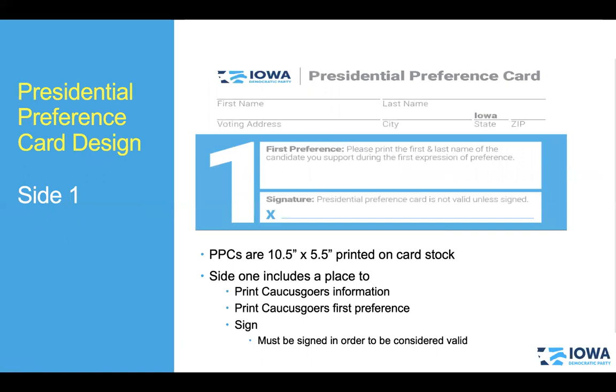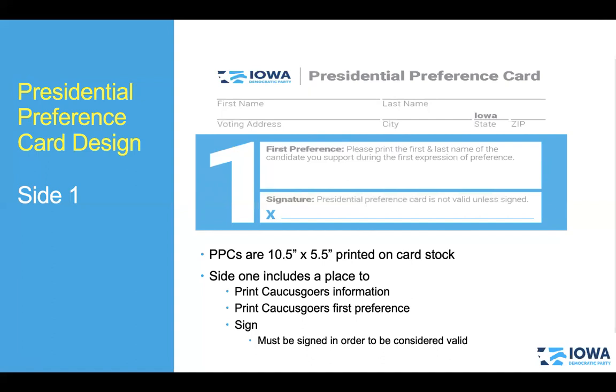Presidential preference card design. So this is what side one of your presidential preference card is going to look like. They are going to be 10.5 by 5.5, so about a half sheet of paper, and they're going to be printed on cardstock, so they're going to be a little bit thicker. I will also say that there are going to be some slight changes to these, as we're going to be adding in a couple of security measures to make sure that they can't be copied. So you will see these, but they'll be in a little bit different form come caucus night, but nothing too major.